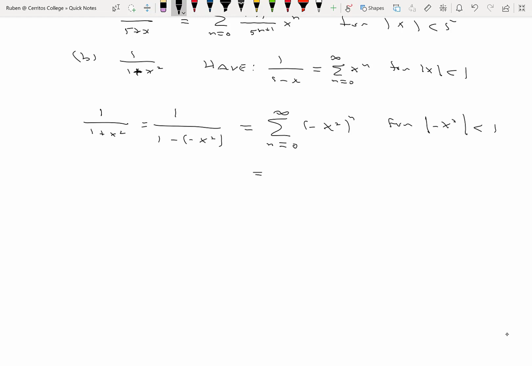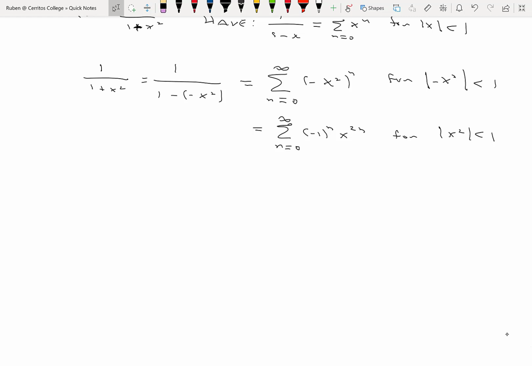And rewrite this. This is just the sum n goes from 0 to infinity, negative 1 to the n, x to the 2n, for the absolute value of x squared less than 1. The absolute value of negative 1 is positive 1, so the negative goes away. Take the square root of both sides in there, and you get that our power series representation is n equals 0 to infinity, negative 1 to the n, x to the 2n, for the absolute value. Taking the square root of both sides, absolute value of x less than 1.